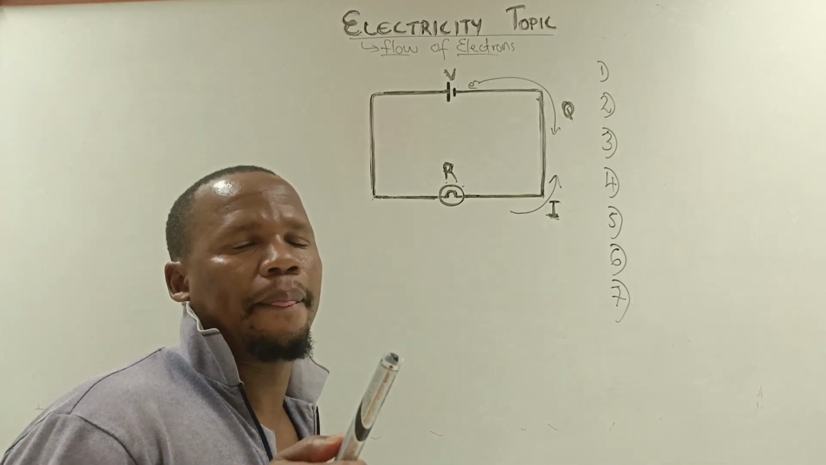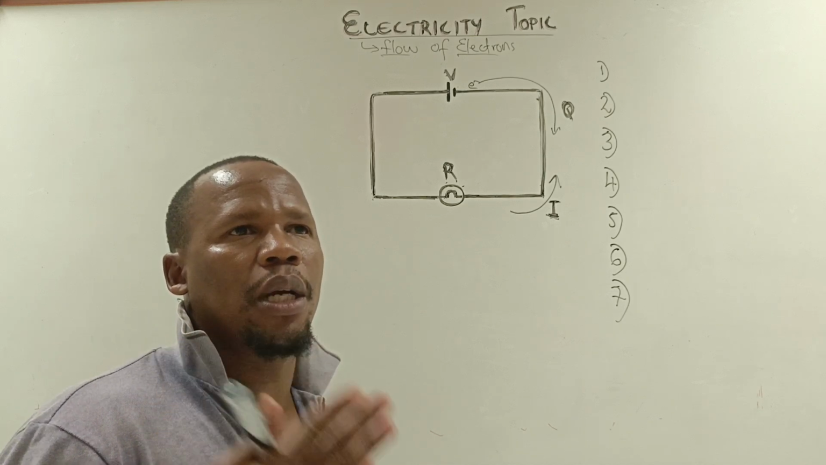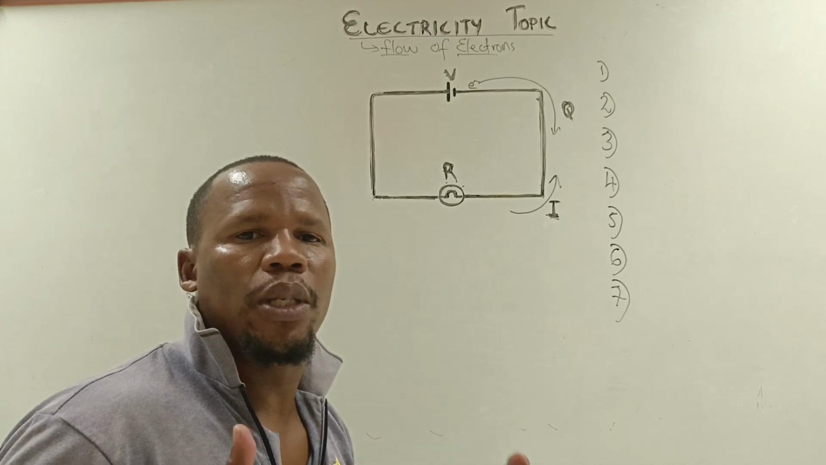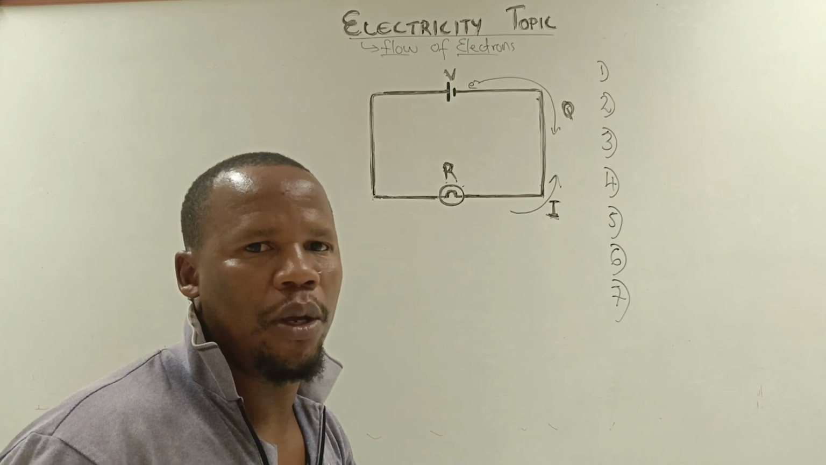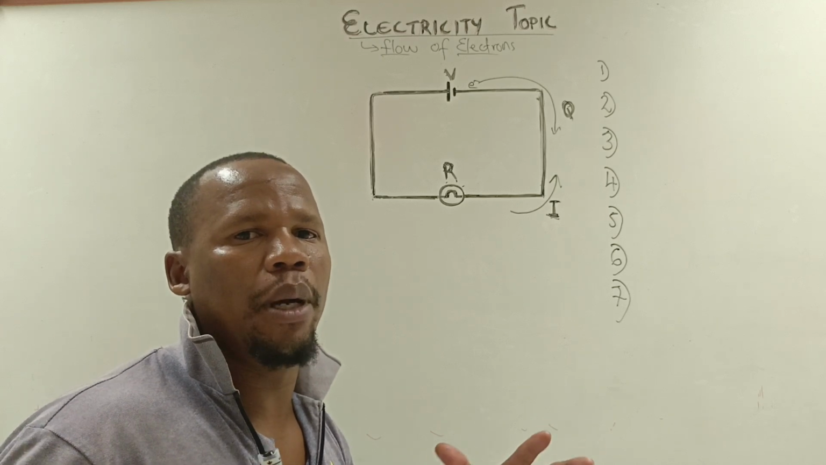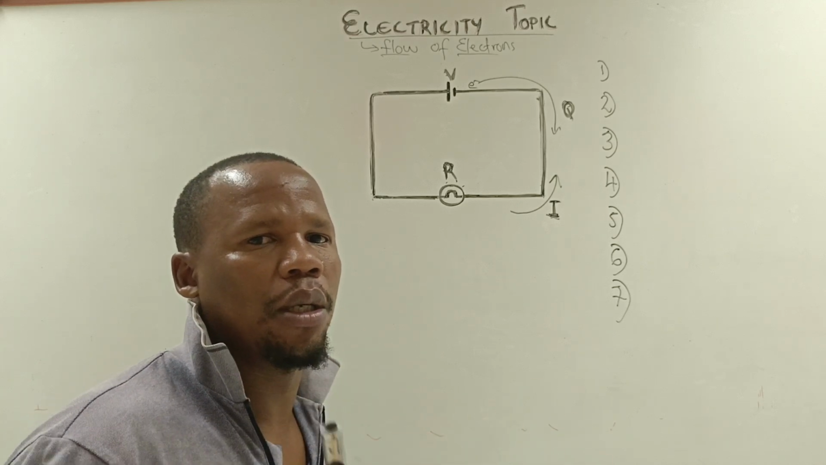I'll tell you something. In physics, there is what you call proportionalities. If you take two or more proportionalities and combine them, you form an equation, a formula. Let me show you.